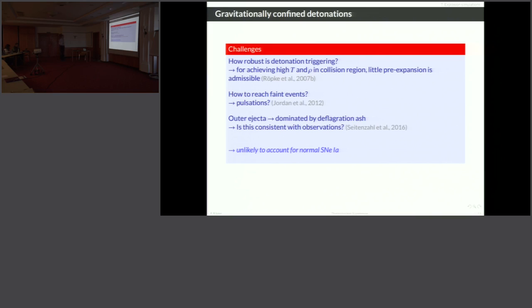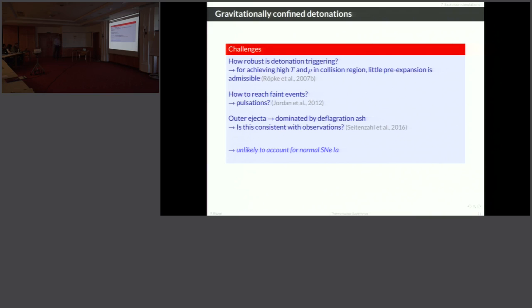This actually then leads to the problem of how to reach faint events. Because in order to have a faint event, you want to have quite strong expansion of the star before the detonation triggers. Otherwise, the detonation will burn everything in the core to iron group elements. But this counteracts the effect that you want to have little pre-expansion in order to be able to detonate in the first place.